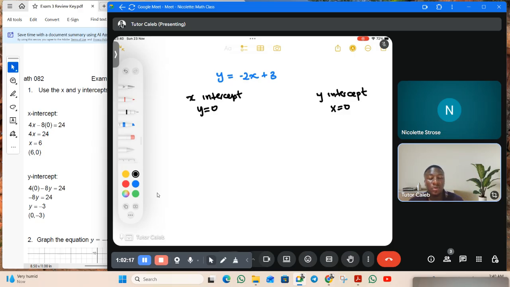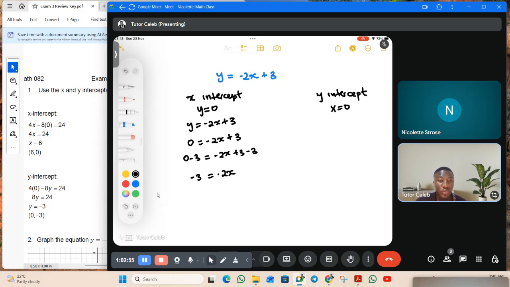by plugging or replacing y in the equation. The equation is y equals minus 2x plus 3. So when we find y, we put a 0. We're going to have 0 equals minus 2x plus 3. Now, we can subtract 3 on both sides of the equation. We're going to have 0 minus 3 equals minus 2x plus 3 minus 3. 0 minus 3 will give you minus 3, equals 3 minus 3 will give you 0. You're going to have minus 2x.